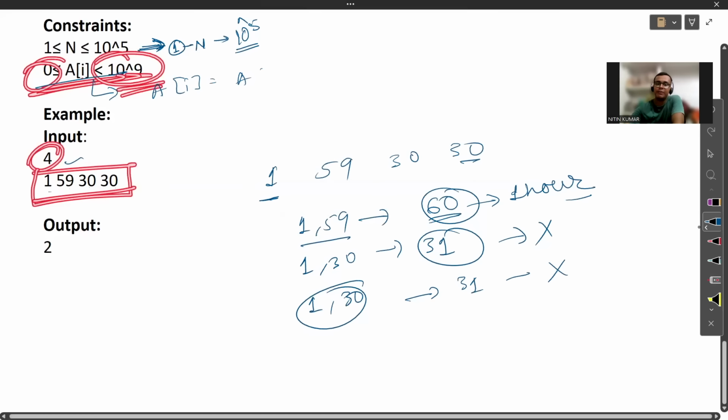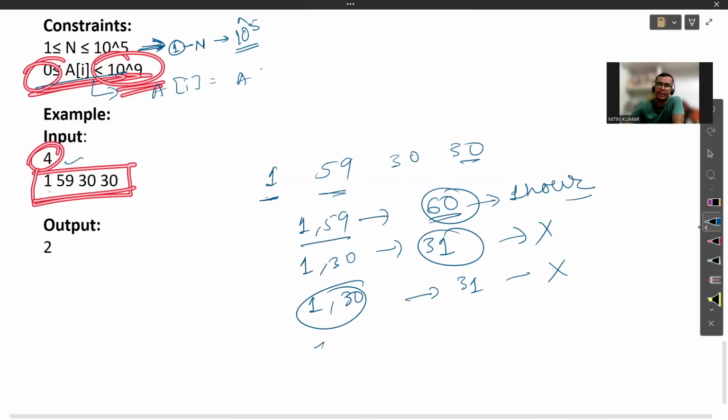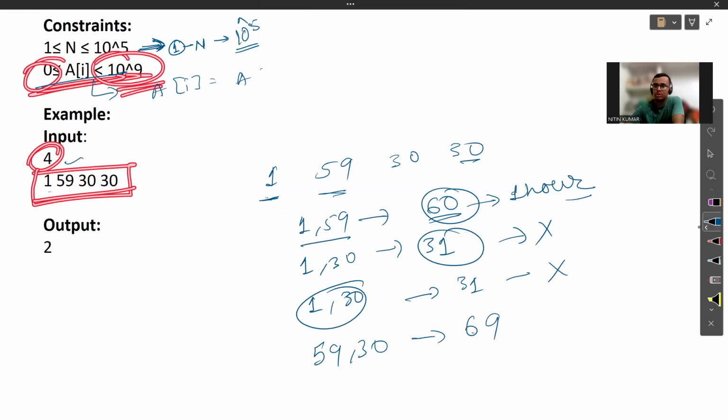Can we form any other pair? Yes. With 59, can we take 1? No, 1 we have already taken. So 59 with 30 gives 89. Can it be a full hour? No. And 59 with 30 again for the next 30 value gives 89. Can we take it as a full hour? No.